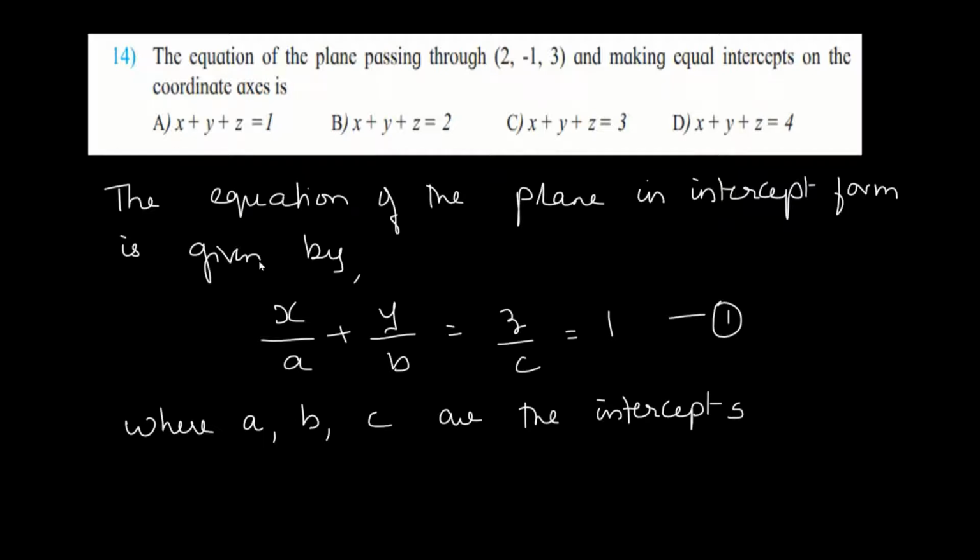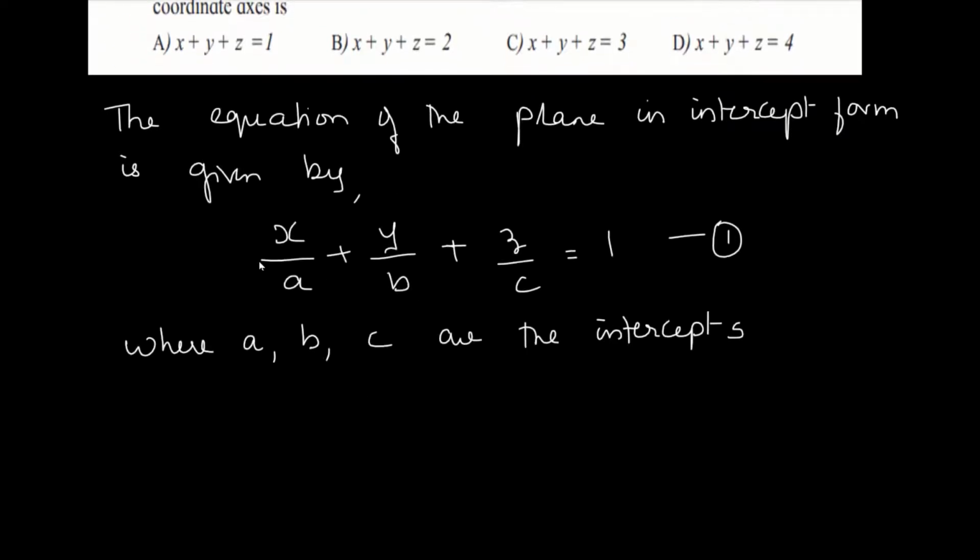Now remember, there are certain points given here. The plane makes equal intercepts on the coordinate axis. That means the intercepts are the points where the plane touches the coordinate axis, x, y and z axis. Now the equation of the plane in the intercept form is given by x upon a plus y upon b plus z upon c is equal to 1. Here a, b, c are the intercepts made by the plane with the coordinate axis.